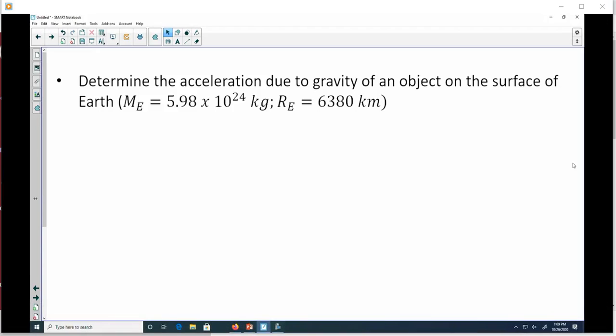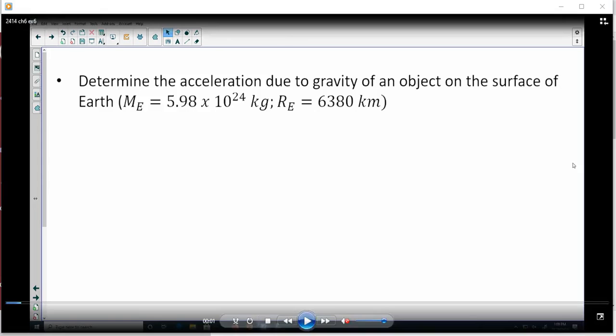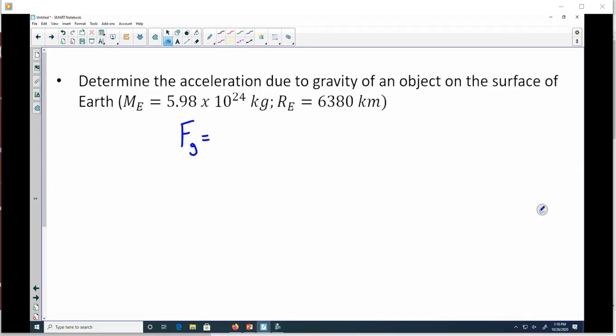In this problem, we want to find the acceleration due to gravity of an object on the surface of the Earth. We want to find little g, the value that we've been using all semester, that I've been telling you that we can find. So here again, we're going to use Newton's law of gravity, knowing that the force of gravity on an object is equal to the mass of the object times the mass of the Earth, divided by the radius of the Earth squared, the distance between them squared.